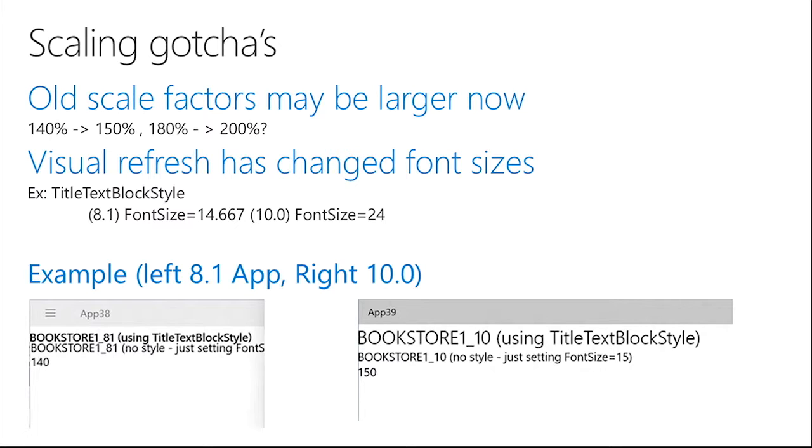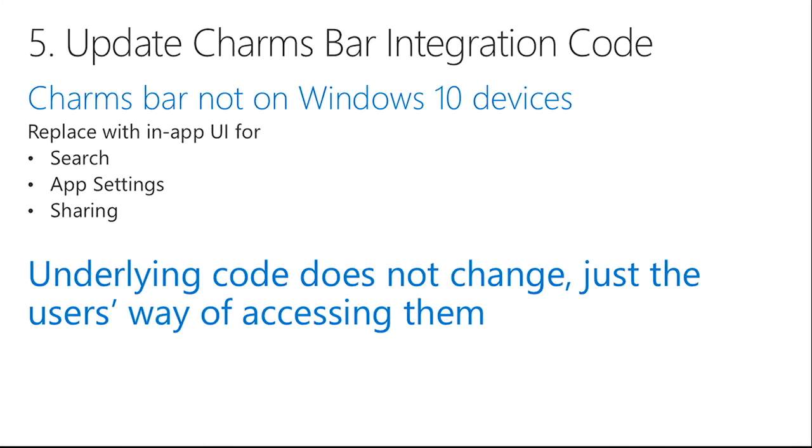So you just might need to change some font sizes. Basically what we're saying here is just review your UI and make sure that it looks great on 10. You don't want it to just compile and run. You want to make sure you ran through and tested thoroughly. That's an extreme case: the title text block style on 8.1, the font size was 14.667. Very precise. And in UWP, font size was 24. So that's quite a bit different. But then the effective pixel size may not have been exactly the same. Anyway, just check that out.